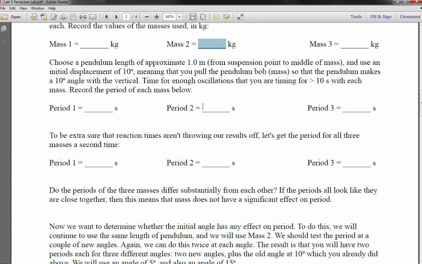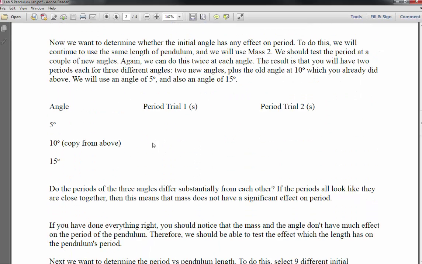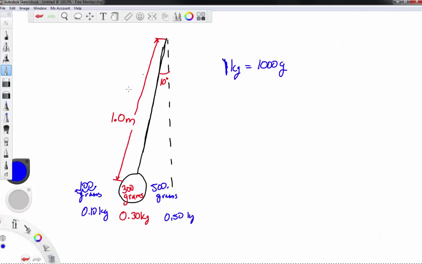So you'd basically be copying this number and this number to put in here and here, because you've already done that. So then you go and you change the angle to 15 degrees and you repeat with that 300 gram mass twice, and then you change from 5 degrees to 15 degrees, you repeat twice. So that basically means that you pull this guy out to only 5 degrees, which means it's down here somewhere, and you pull out to 15 degrees, which means it's probably over here somewhere.